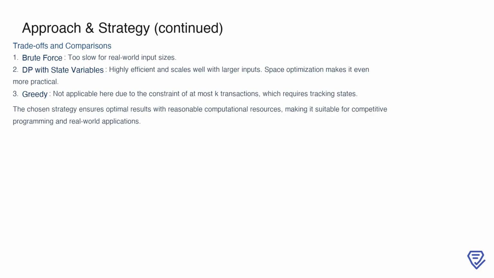While greedy strategies are often useful for simpler stock trading problems, they are not applicable here due to the constraint of at most k transactions, which requires careful tracking of states to ensure optimal decisions. Ultimately, the chosen strategy of dynamic programming with space optimization provides the best balance of accuracy and efficiency, making it well suited for both competitive programming scenarios and real-world applications where time and memory constraints must be considered.